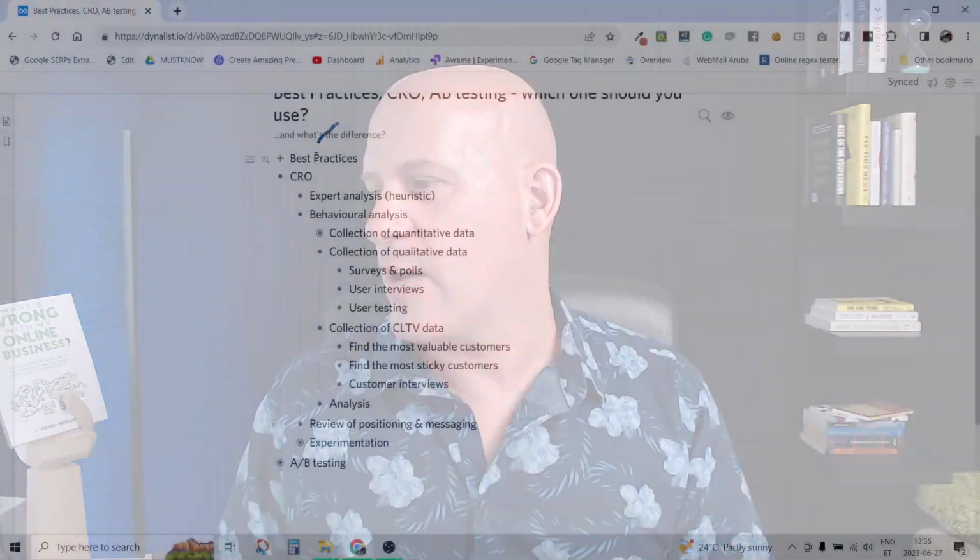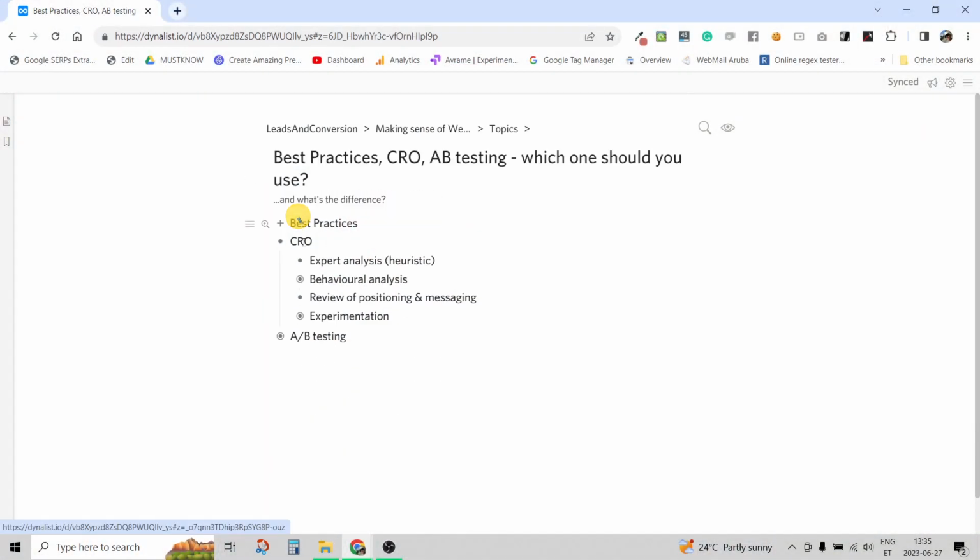Now, there is one last step. After we have done the positioning work and we have reviewed the messaging based on what we have discovered here, we have to do experimentation, okay? Because at this point, all we have is a theory. They're all hypotheses. Now we have to go and check, can we use this hypothesis to change the behavior of people?